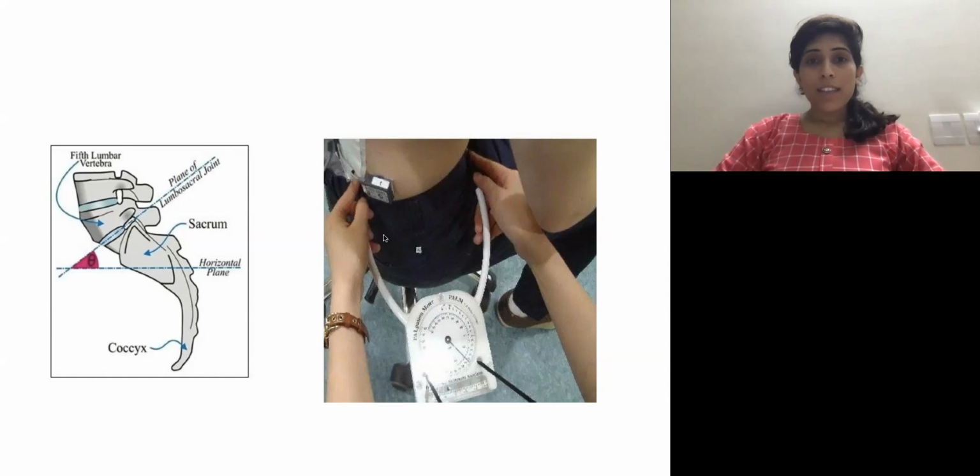Another method is the pelvic inclinometer. One arm of the pelvic inclinometer will be kept at the PSIS level and the other arm will be kept at the pubic symphysis, and the angle will be recorded.